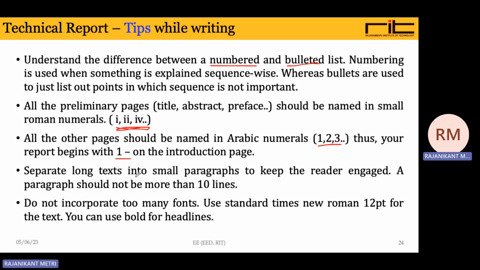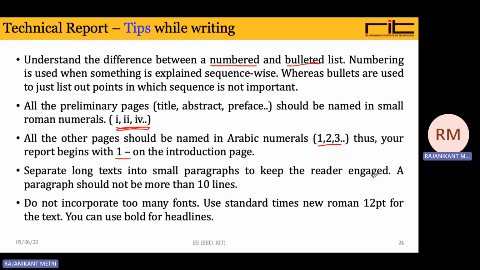Separate long text into small paragraphs to keep the reader engaged. Do not use one sentence of 3 to 4 lines. Make it small so that the reader is interested and engaged in reading. A paragraph should not be more than 10 lines. These are not strict rules, but you can follow these guidelines. It may be possible that in some cases a paragraph is 14 to 15 lines also.